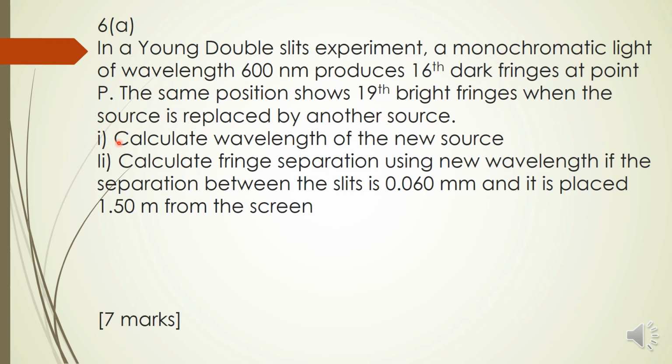Okay, the first is calculate the wavelength of the new source. Then calculate the bright fringe separation using the new wavelength if the separation between the slits is 0.06 millimeter and it's placed 1.5 meter from the screen.